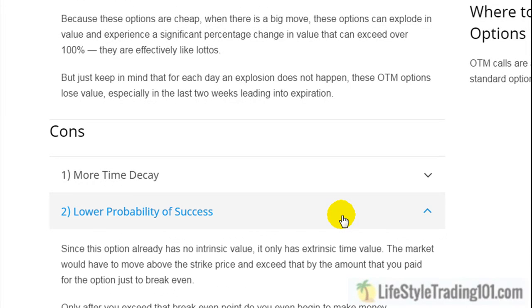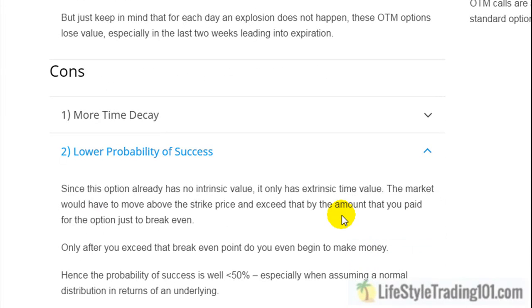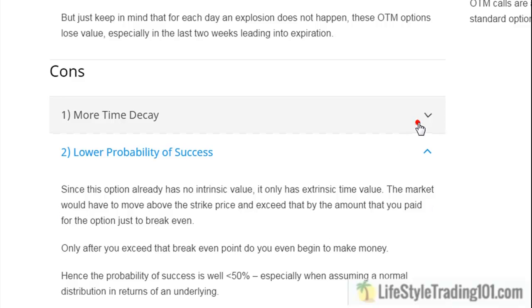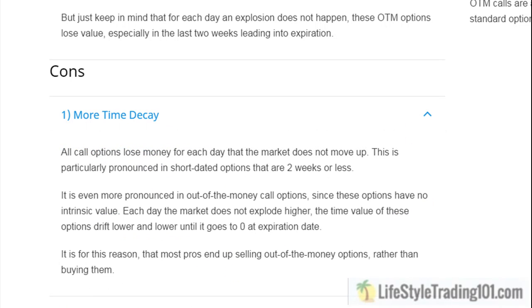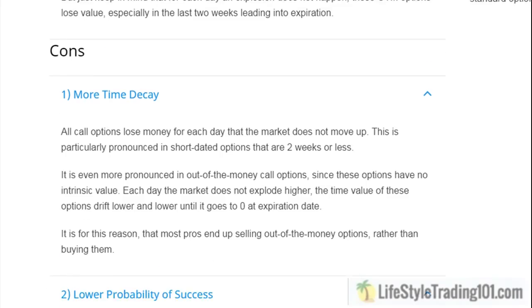There's a low probability of success, and it's low because the stock has to move so much just to break even. Of course, if you have enough time, then it's okay. But if you don't have enough time, your option is going to decay to zero. And these out of the money calls generally decay to zero faster than the other types of at the money or in the money options, because they have no intrinsic value.